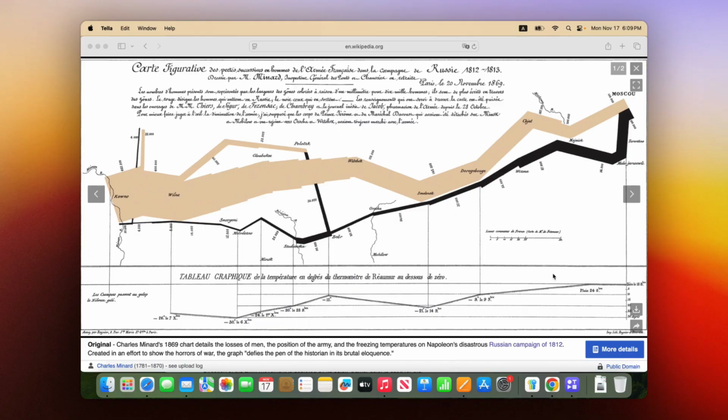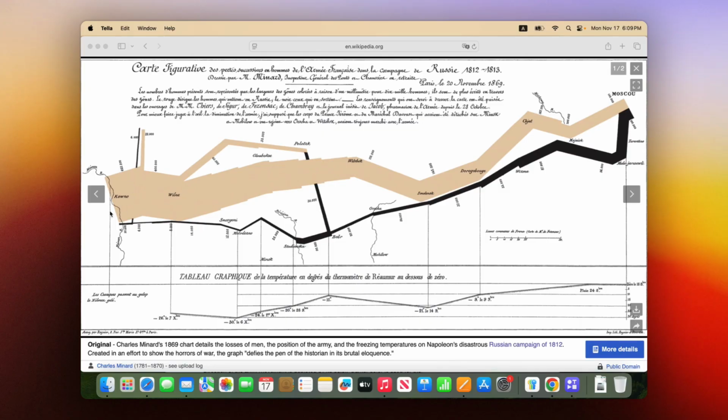Your visual should have a big idea. In other words, it's just one sentence that summarizes the main message of your visual. For this particular visual, the main idea is how senseless, terrible, cruel the wars are.